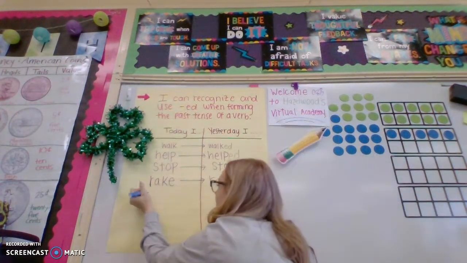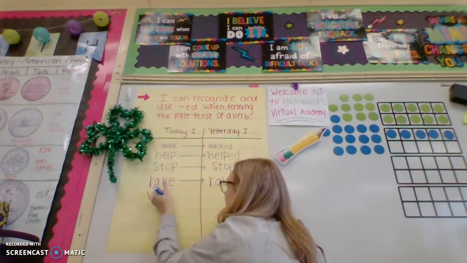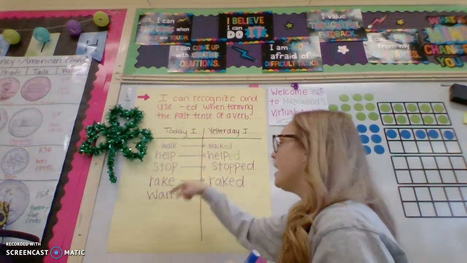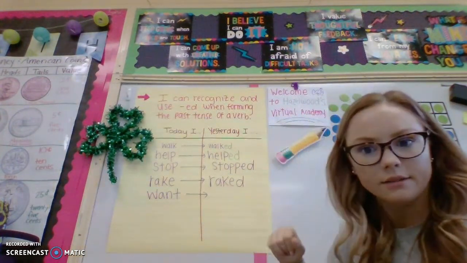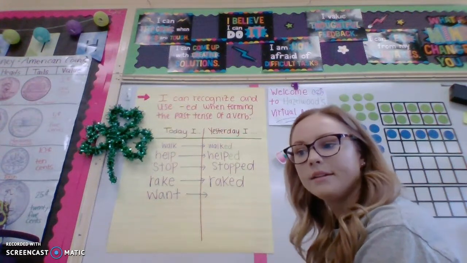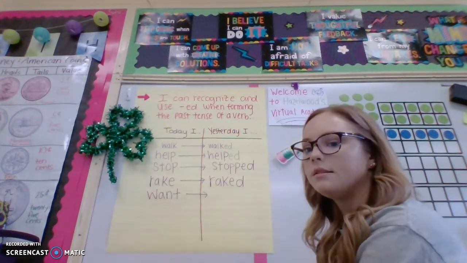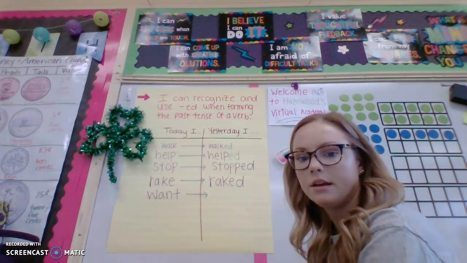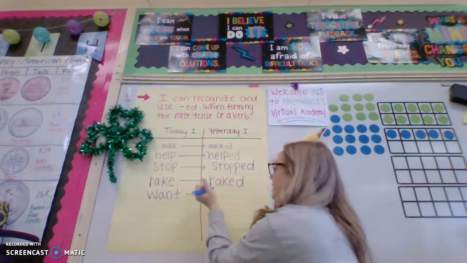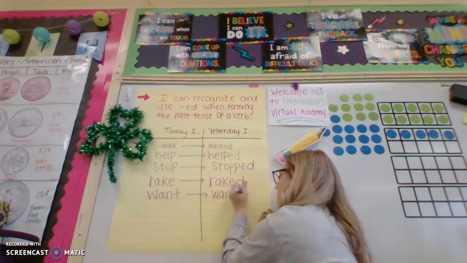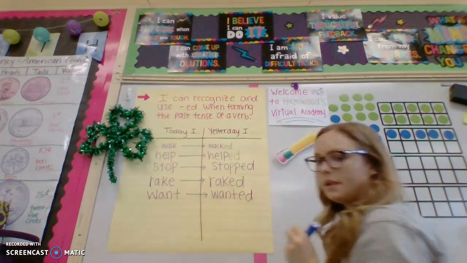Let's do a few more. Today we could use this in a sentence like, today I want pizza. Let's change it to yesterday I, what can I do to the word want to mean it happened in the past, it happened yesterday? You're right, I'm going to add the ed, wanted. Yesterday I wanted pizza.